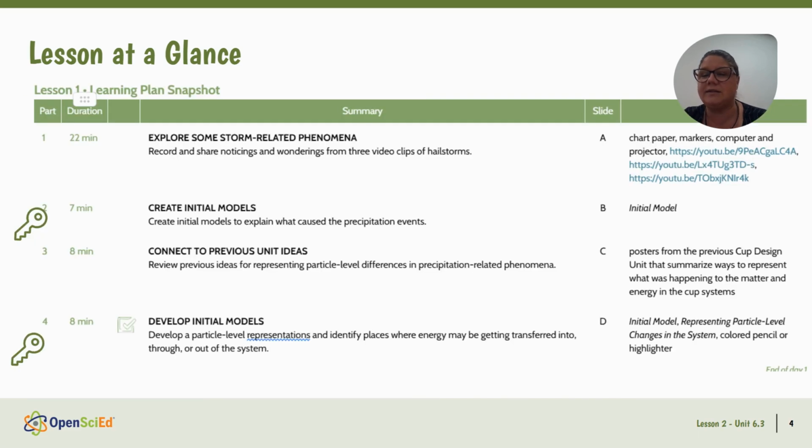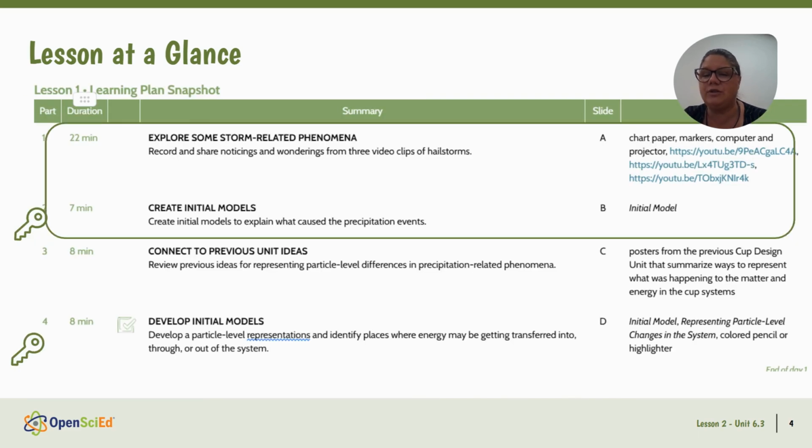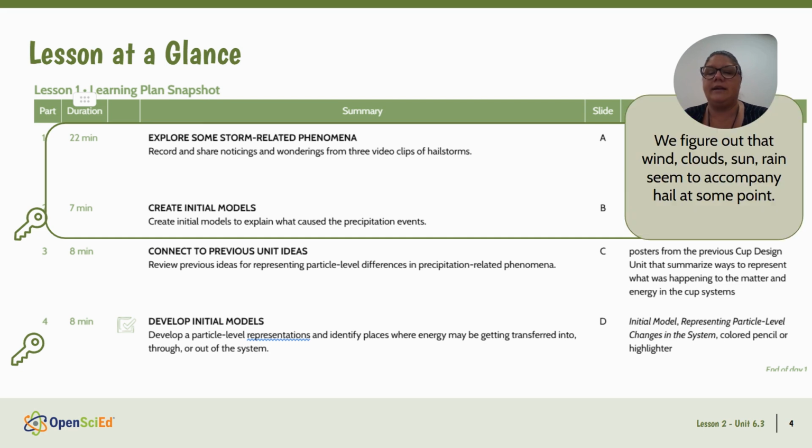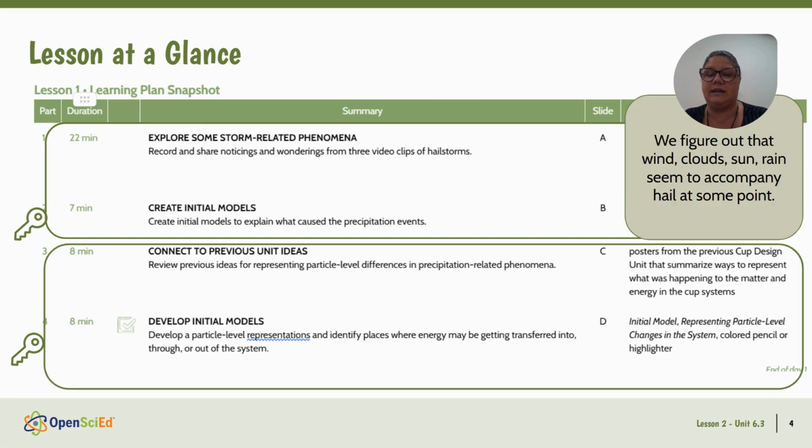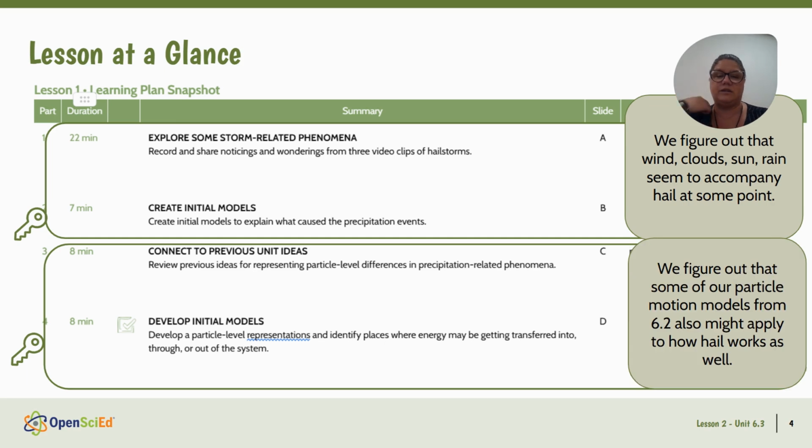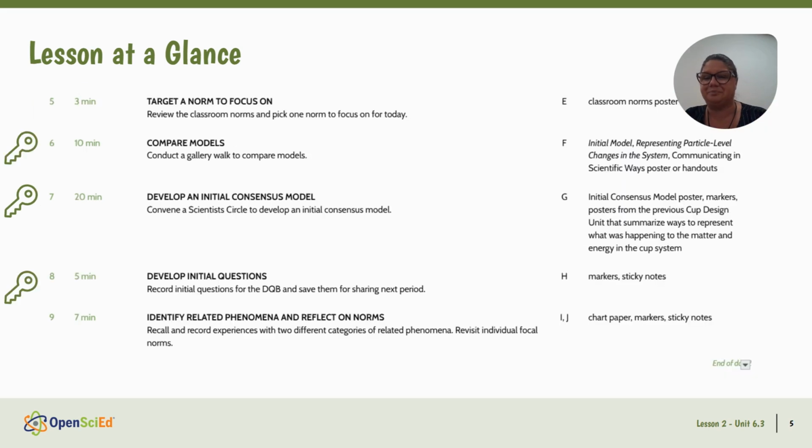The lesson at a glance, day 1, has 2 main chunks. The first chunk, we're figuring out that wind, clouds, sun, and rain seem to accompany hail at some point. And in the second chunk of the lesson, we're seeing that some of our particle motion models from 6.2 might also apply to how hail works as well, which is pretty cool that we're connecting something that we've done prior to this unit as well.